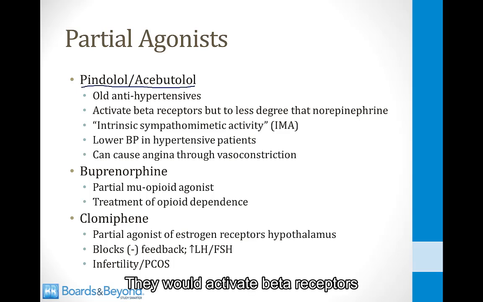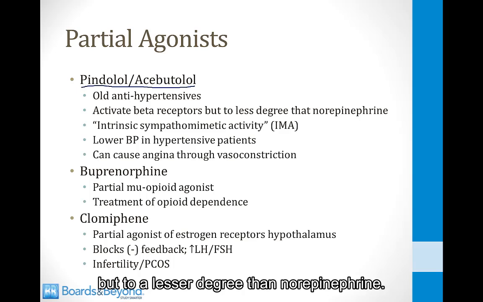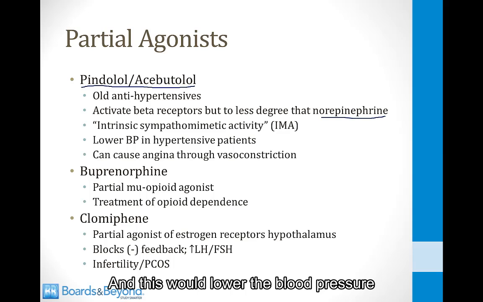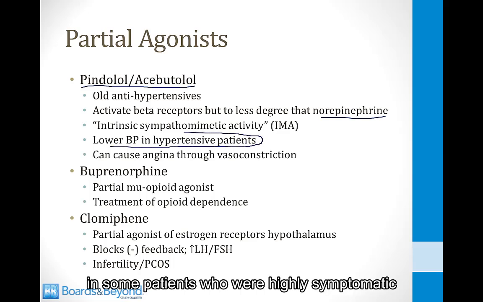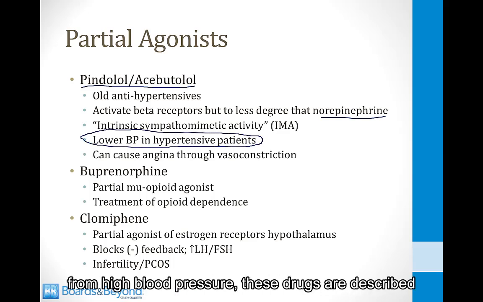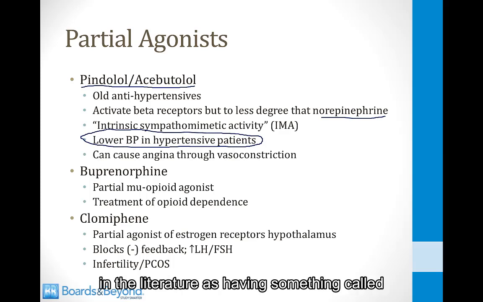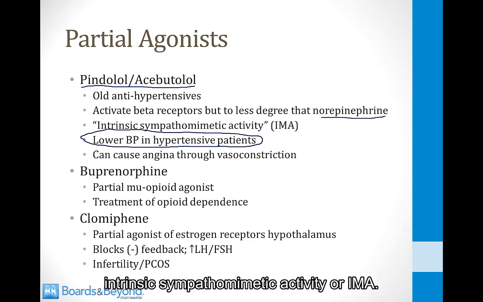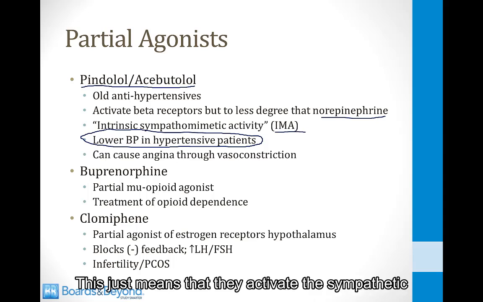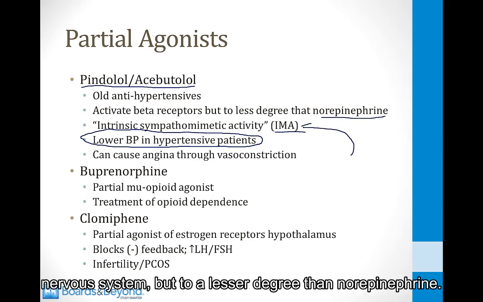They would activate beta receptors, but to a lesser degree than norepinephrine, and this would lower the blood pressure in some patients who were highly symptomatic from high blood pressure. These drugs are described in the literature as having something called intrinsic sympathomimetic activity, or ISA. This just means that they activate the sympathetic nervous system, but to a lesser degree than norepinephrine.